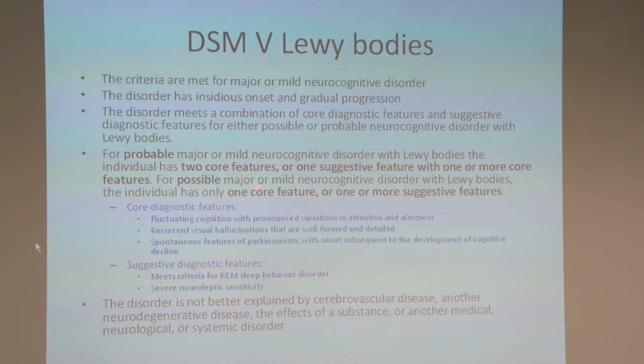What I don't like about this, I will be honest with you, is 2 core features, meaning that you could not have Parkinsonism and you could still be diagnosed with probable dementia with Lewy bodies. I actually don't agree with that. I think DLB patients are really Parkinsonian. I would be reluctant to diagnose this in the absence of Parkinsonism.